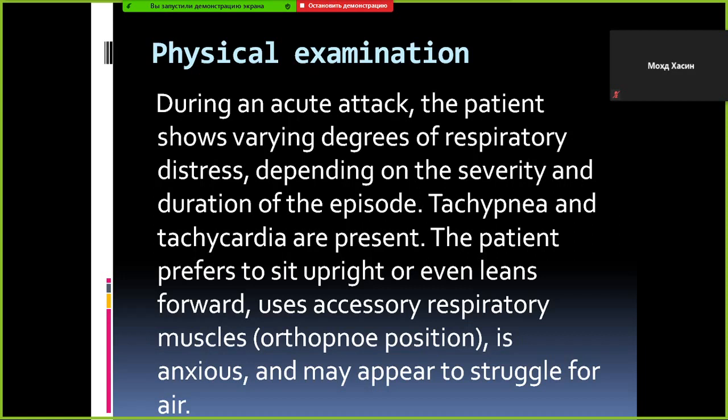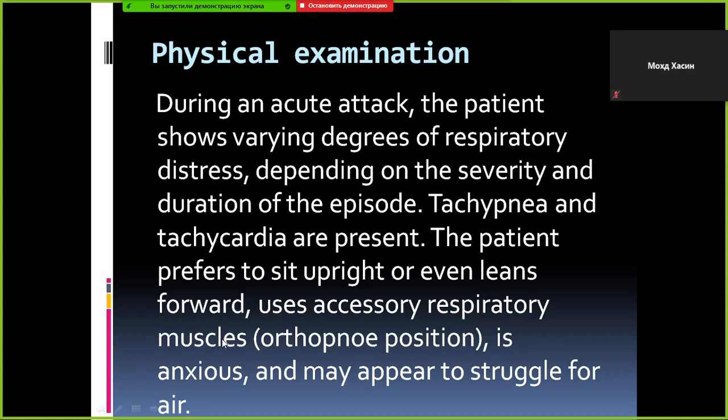Maybe tachypnoea. Tachypnoea means increased frequency of respiratory movements, more than 17 per minute. Maybe tachycardia. It means heart rate more than 90 per minute. The patient prefers to sit upright or even leans forward, uses accessory respiratory muscles. So this position is called forced position, and its name is orthopnoea position. Remember this name of forced position of the patients during bronchial asthma attack. It is called orthopnoea position.